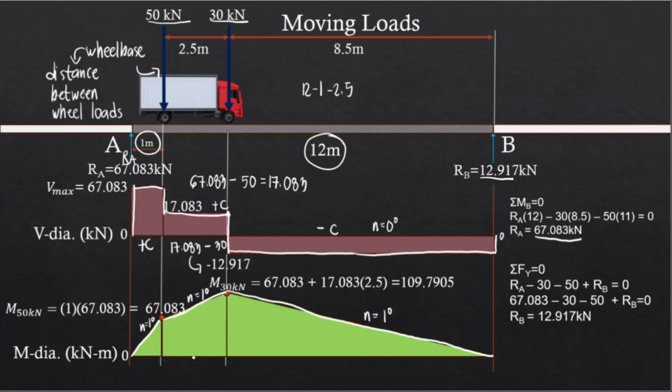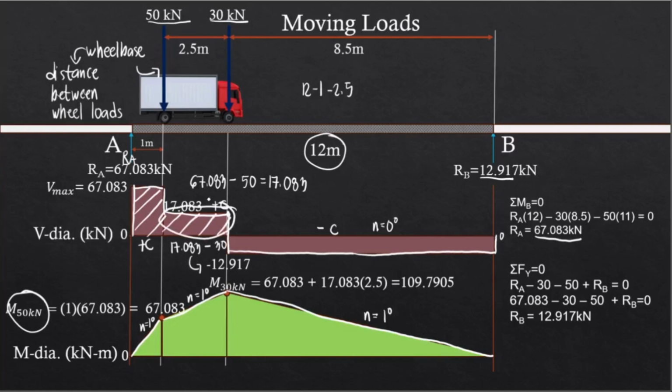Now to get the moment value at this point, we need this area. And so that's why we have here the moment under the 50 kN load is 1, this distance, multiplied by 67.083. So we're going to get 67.083. Now how about for this point, the moment under the 30 kN load? To solve that, we have the left moment value, which is 67.083, and then plus this area.